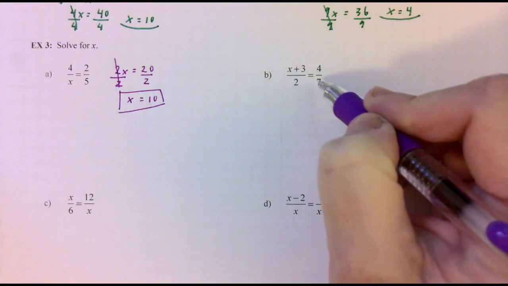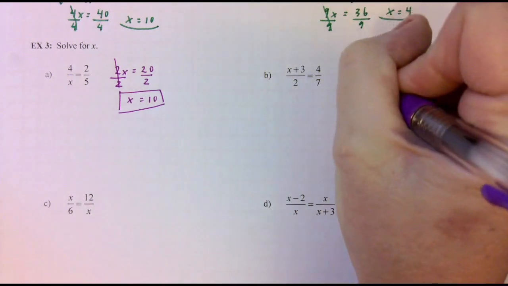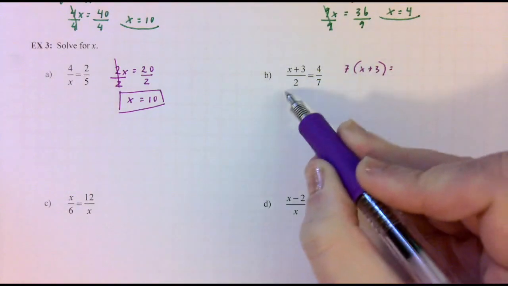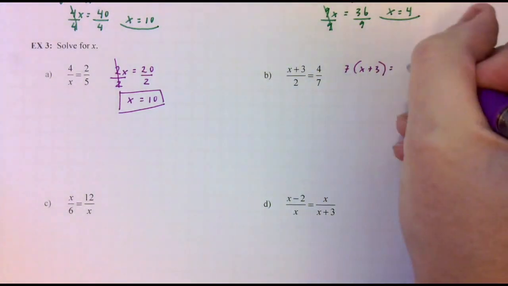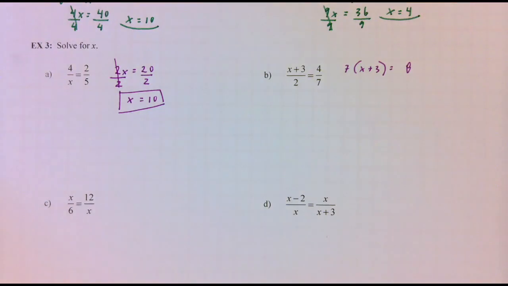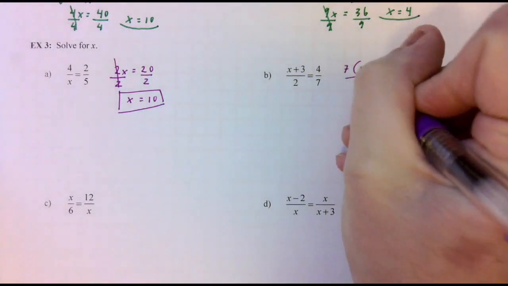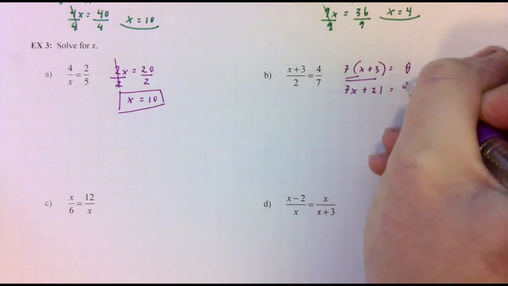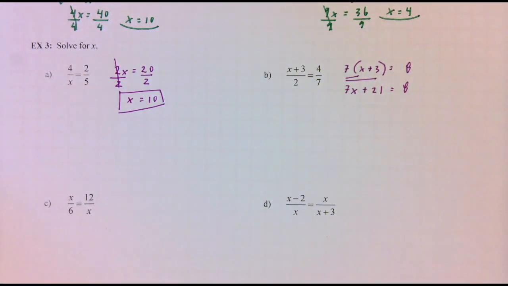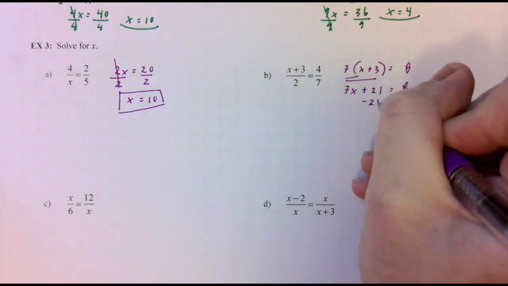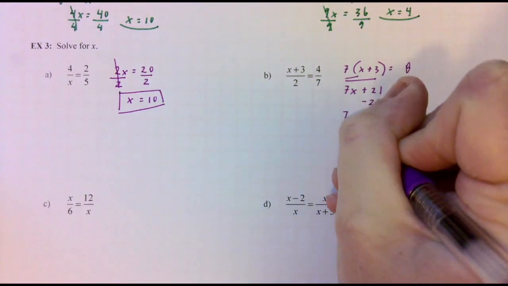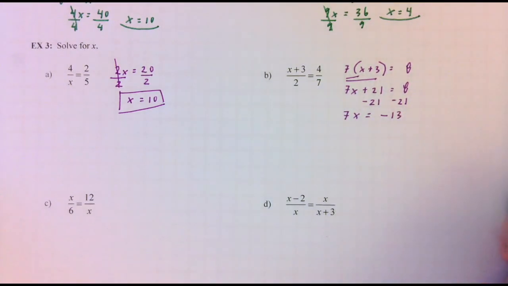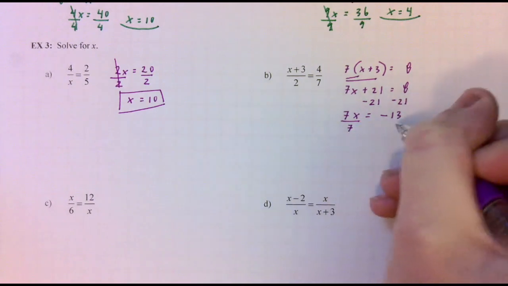Next one here, again, we cross multiply. So I'd say that 7 times x plus 3 equals 4 times 2, so 8. Next I would probably distribute the 7. So I get 7x plus 21 equals 8. And then I would take away the 21 from each side. So 7x equals negative 13. And then divide by 7.